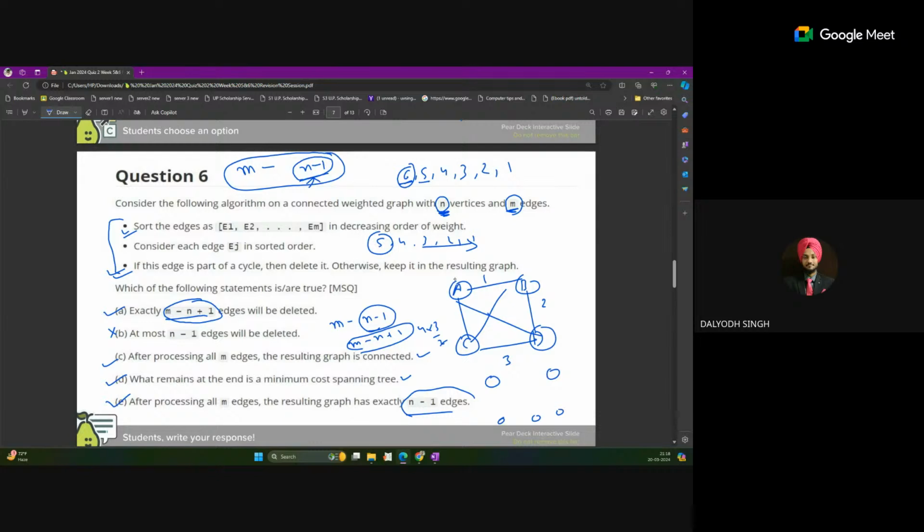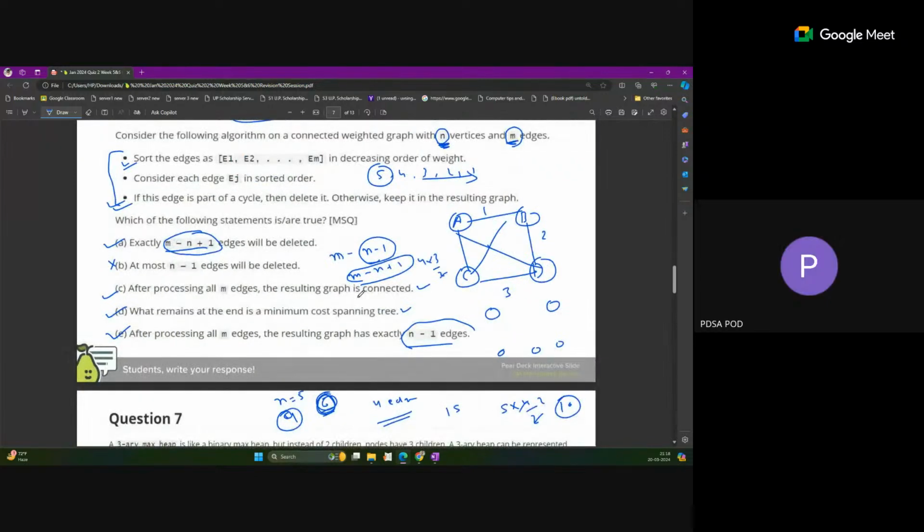It is asked that at most n minus 1 edges will remain. At most. So this is the last option, right? The resulting graph has exactly n minus 1 edges. For spanning, we need exactly n minus 1, not at most.